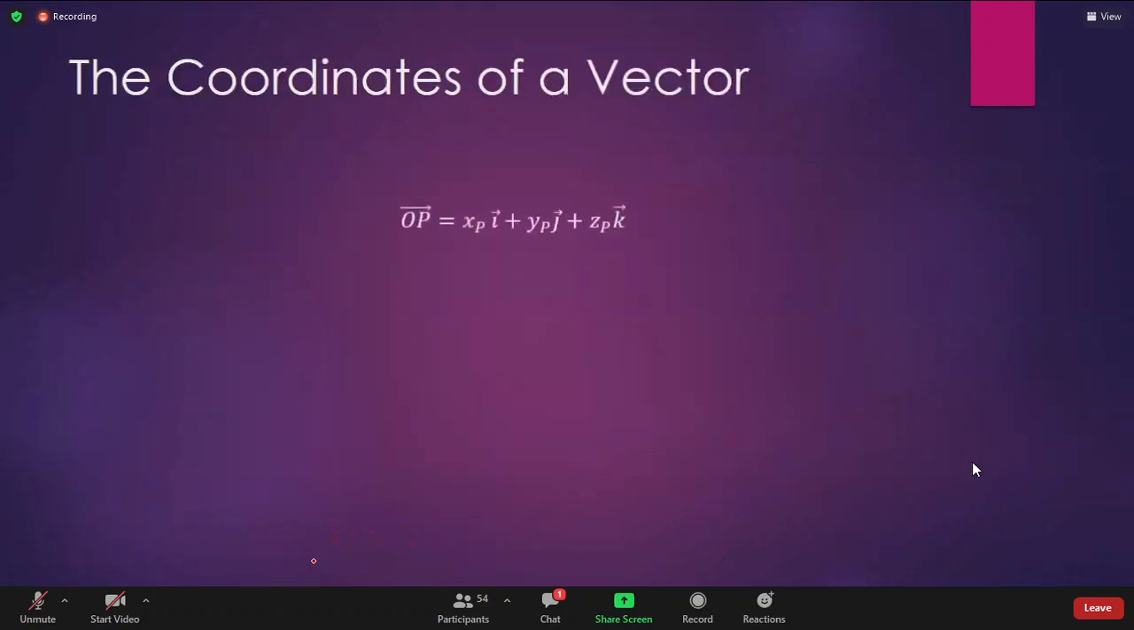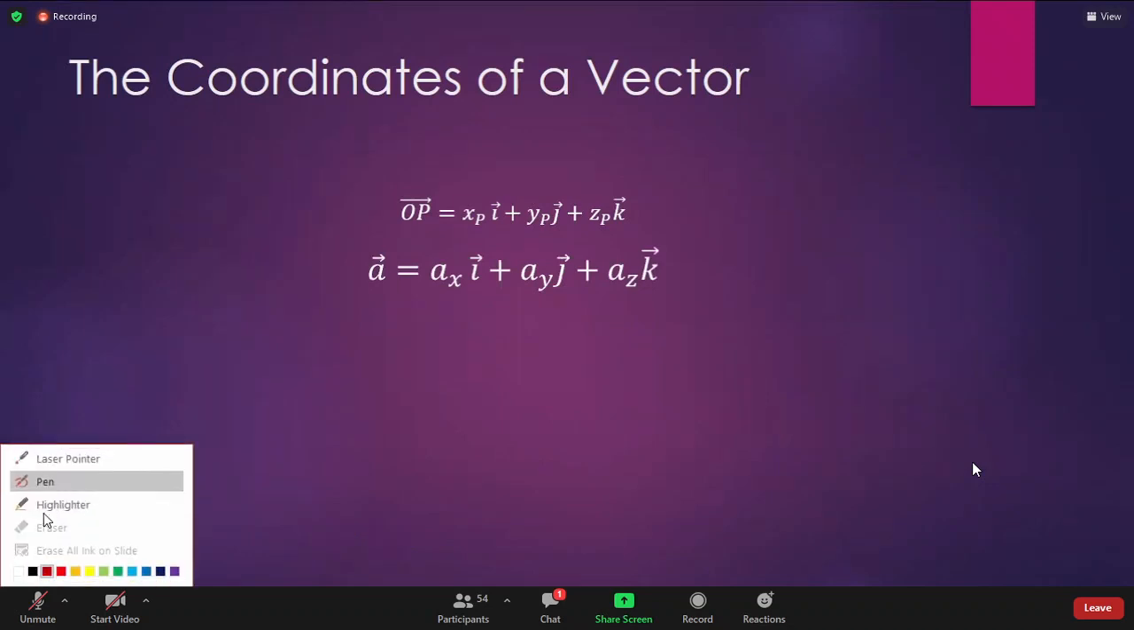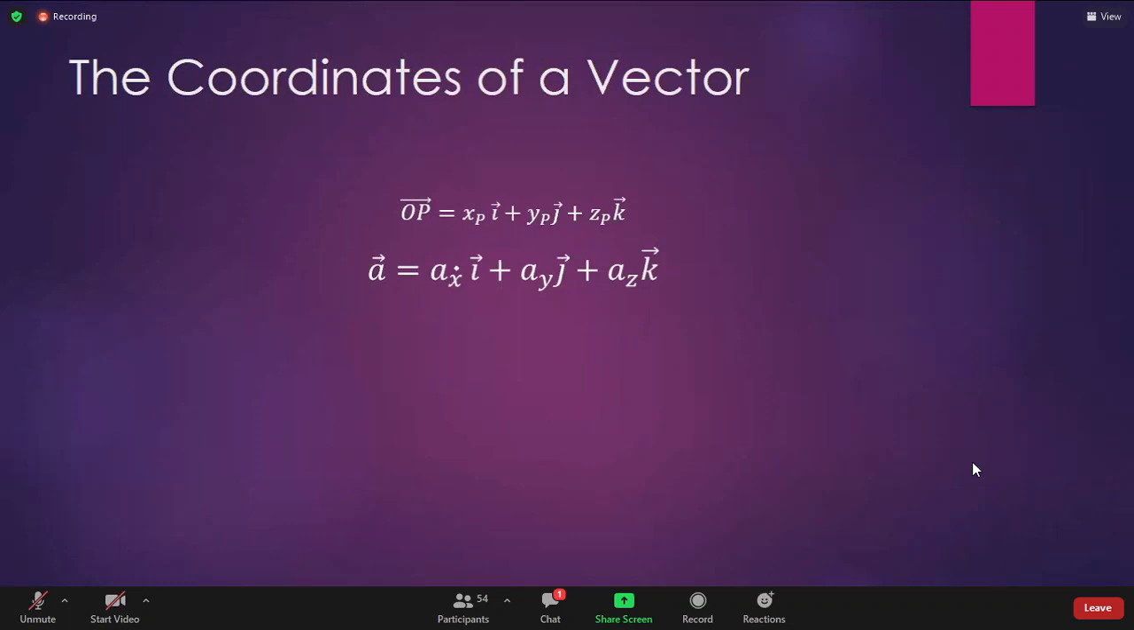So the coordinates of a vector, generally, we saw this. OP equals XP i plus YP j plus ZP k. That's the same thing from the previous screen. And if we talk about a vector, we use a little bit different notation. It's only a matter of notation. So if we talk about vector coordinates, we don't use point coordinates. We call them vector coordinates or vector projections, actually, on the axes. And we call them AX, AY and AZ.